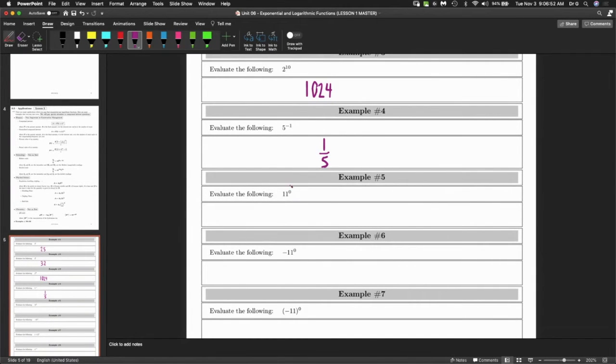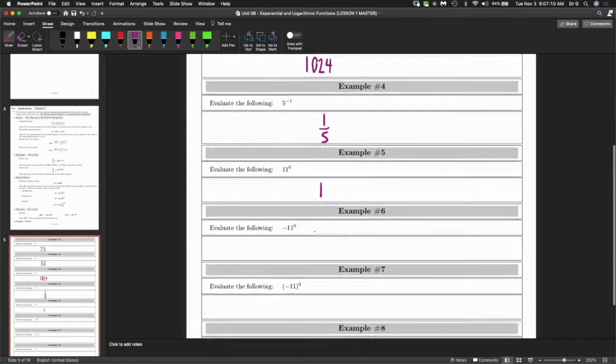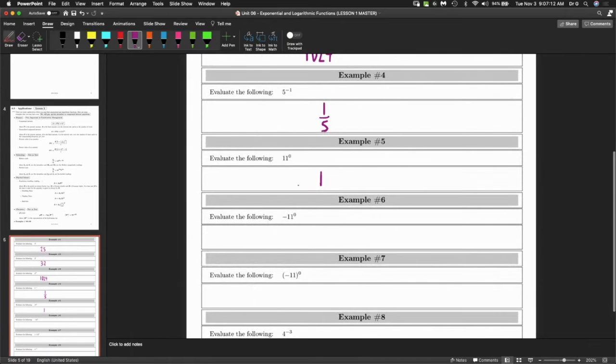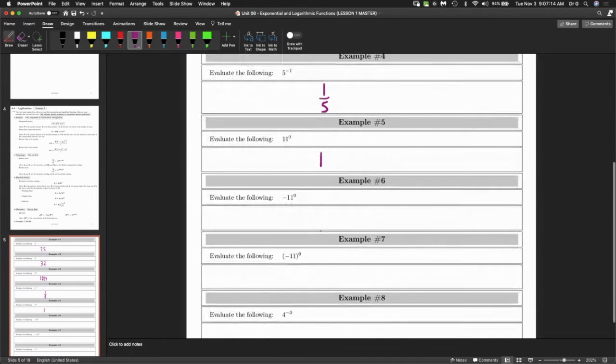Anything to the power of 0, what do you get? What's anything to the power of 0? What's 11 to the 0? Oh, yes. Thank you, Anthony. Thank you, Vittorio. So, wait a second. Why am I asking the same question 3 times here?